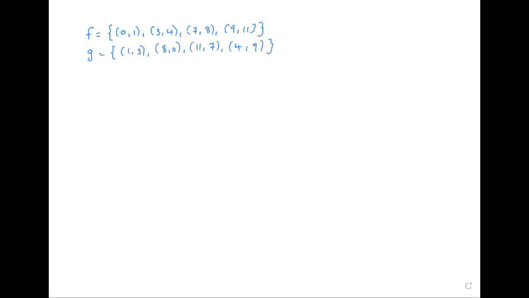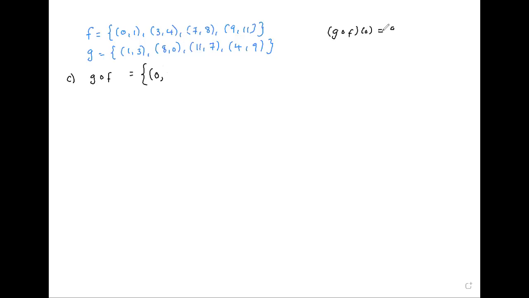What was the question? Find G of F. So I've seen some correct answers there. So G of F, you start with 0. So we have G of F of 0.